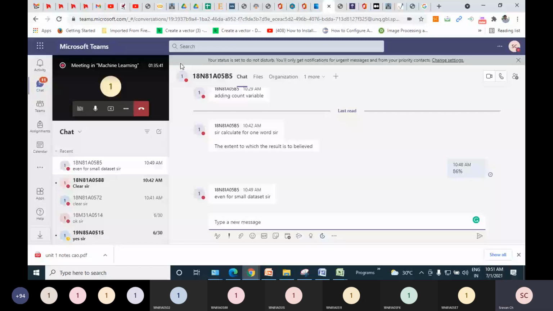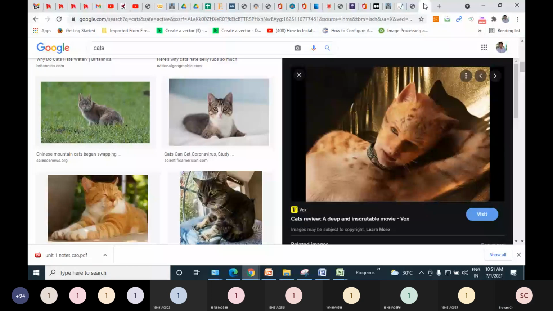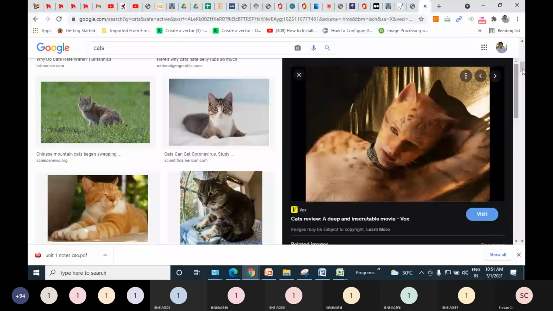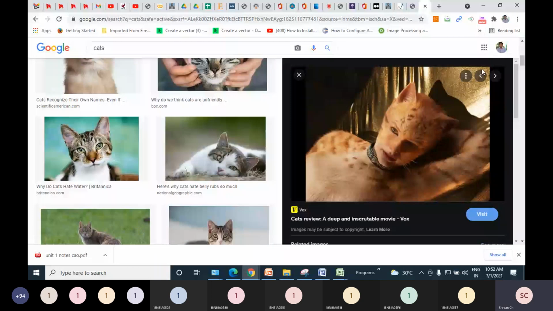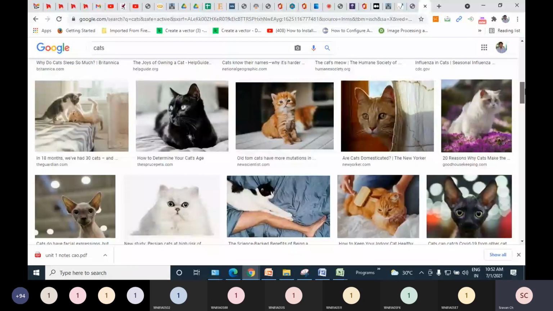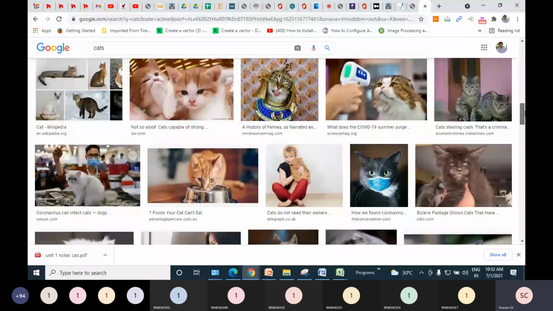But if you look at this one, I typed cats. I want to see cats, so I typed cats. But this is a woman who was dressed up like a cat, but this is not a cat at all, right? She's not a cat. So what do you understand by this? Even the machine learning algorithm used by Google failed to identify the cat with 100% accuracy. 100% accuracy is not possible, my dear friends.